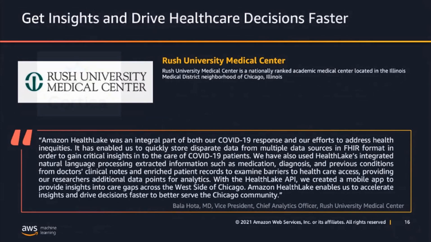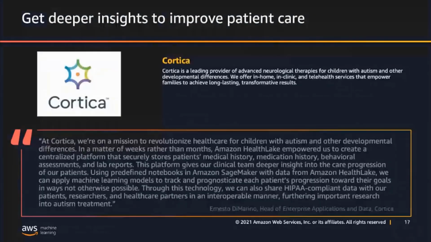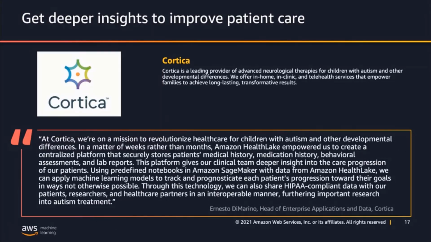Let me talk about a second use case, a hospital use case now, called Cortica. Cortica is a leading provider of advanced neurological therapies for children with autism, where they not only provide care, but they also have speech development and other offerings to help the children. So they are using HealthLake in order to ingest all kinds of healthcare data across the medical data, the lab reports, as well as the different kinds of data that comes from the care that they are providing.